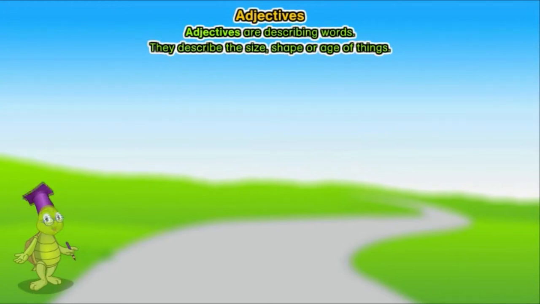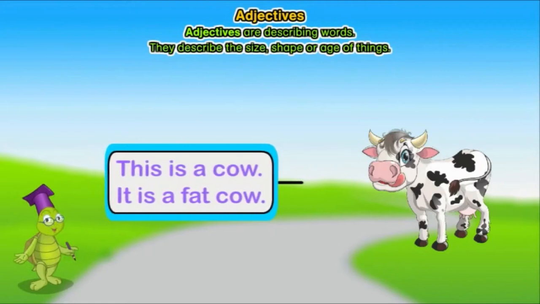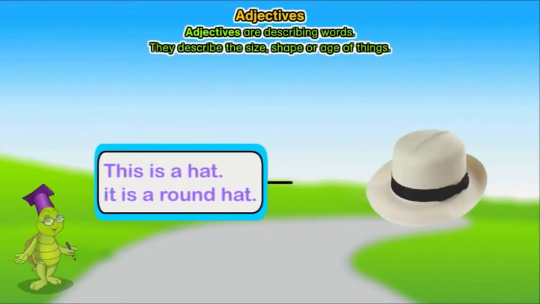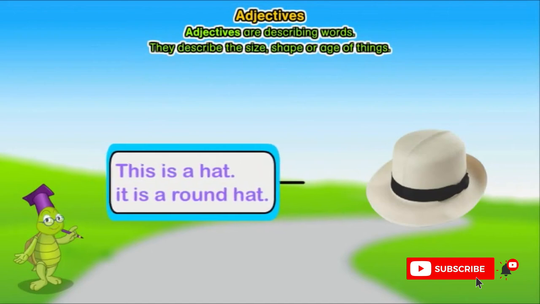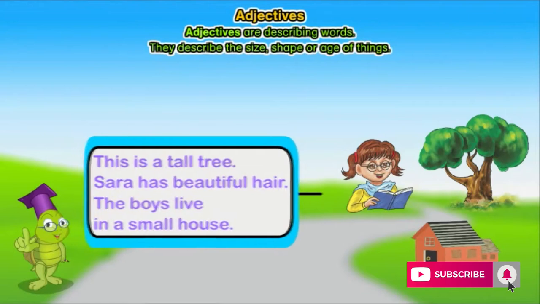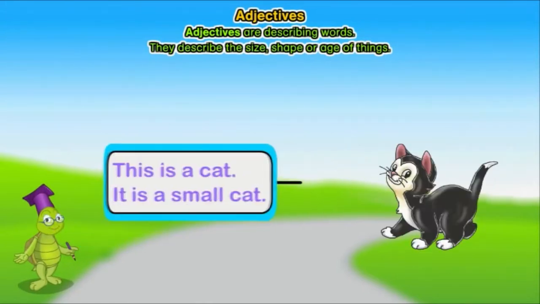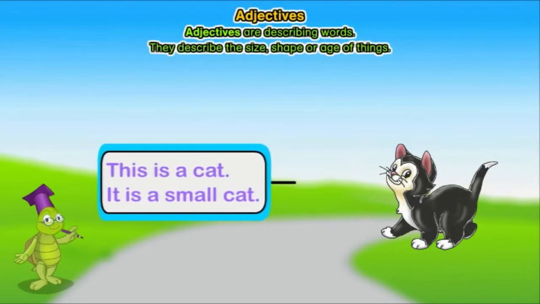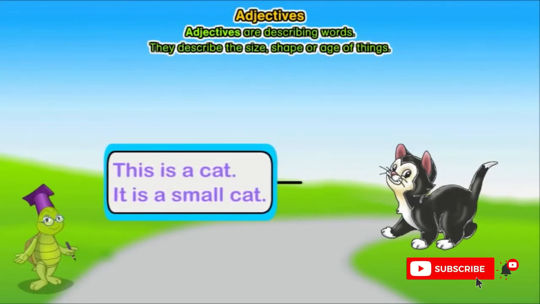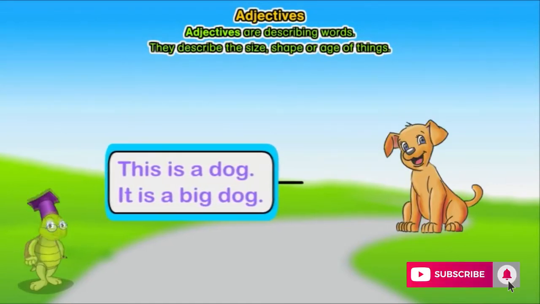Adjectives. Adjectives are describing words. They describe the size, shape, or age of things. This is a cow. It is a fat cow. This is a hat. It is a round hat. This is a tall tree. Sarah has beautiful hair. The boys live in a small house. This is a cat. It is a small cat. This is a dog. It is a big dog.